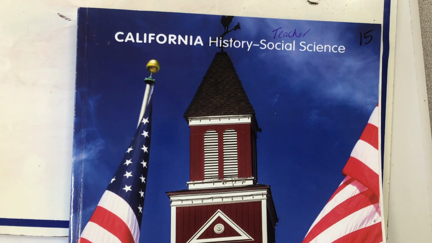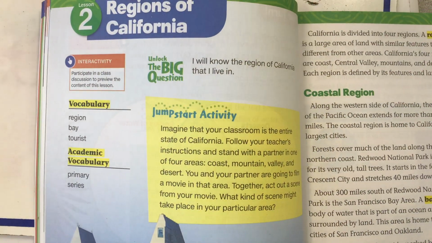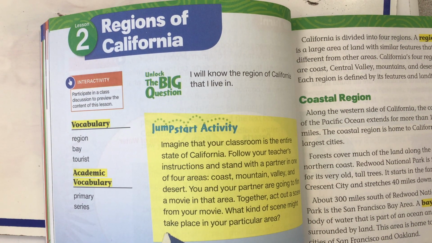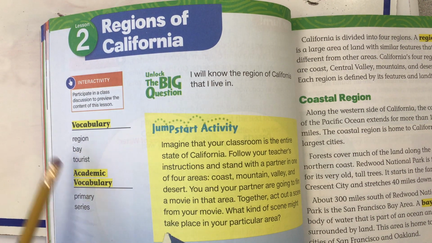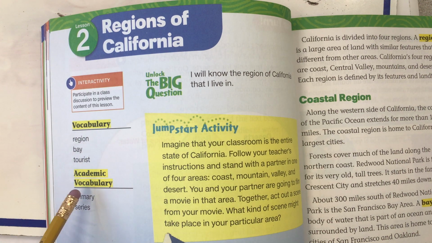Grade California History Social Science book, Social Studies, Lesson 2. I'm going to start on page 12. Regions of California. Vocabulary: region, bay, tourist. Academic vocabulary: primary and series. The big question: I will know the region of California that I live in.